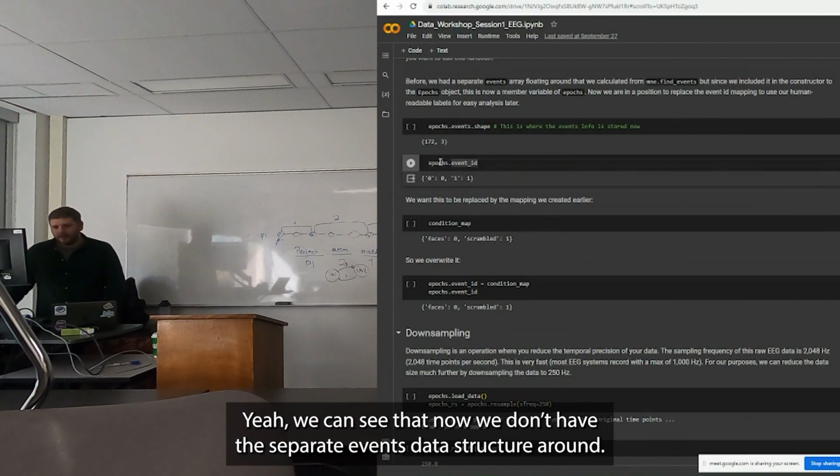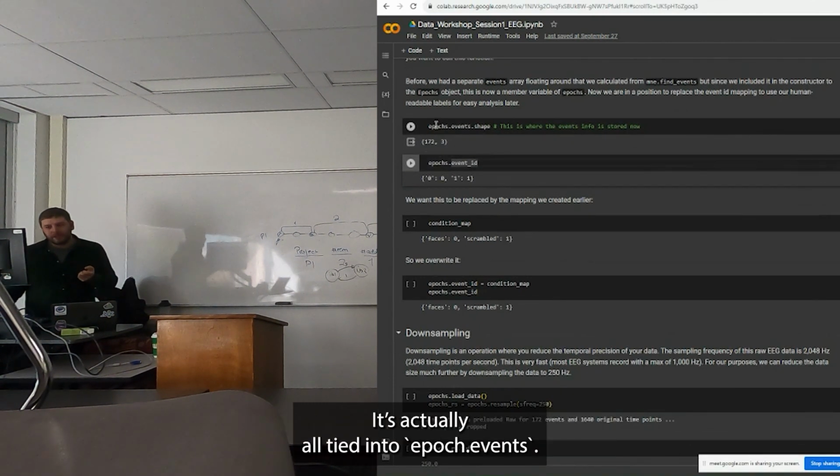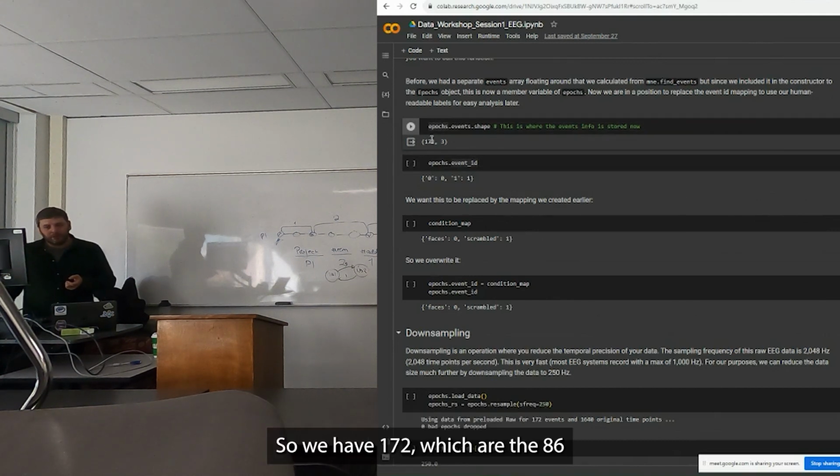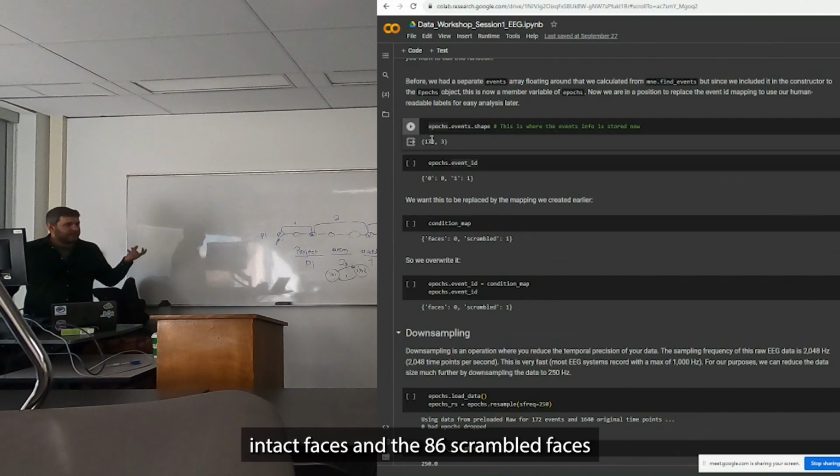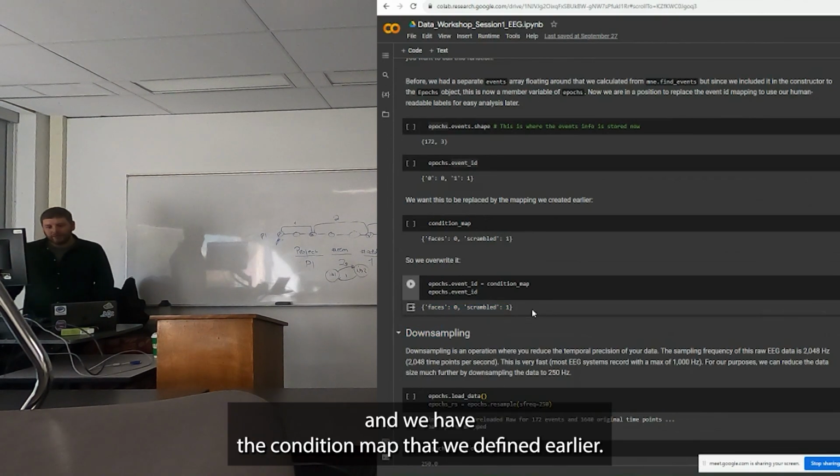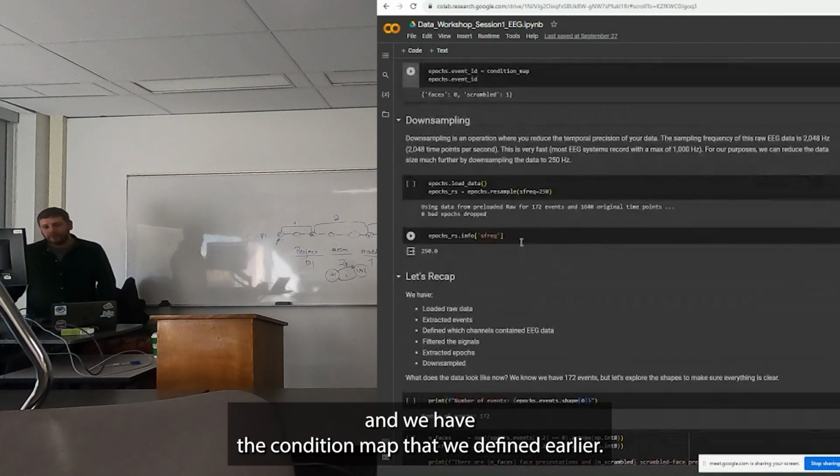Yeah, we can see that now we don't have the separate events data structure around. It's actually just tied into this epochs events. So we have 172, which are the 86 intact faces and the 86 scrambled faces. And we have the condition map that we defined earlier.